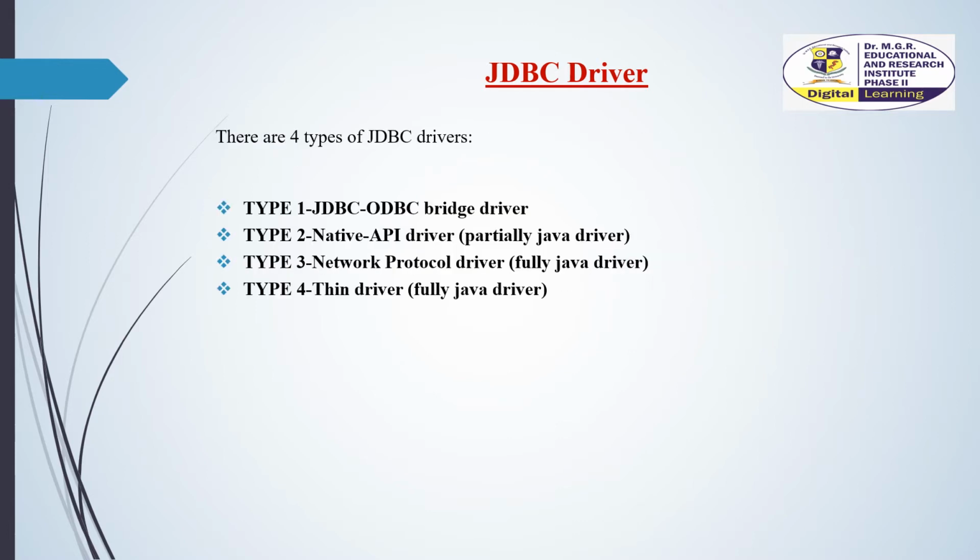So we can see what are the JDBC drivers. There are 4 types of JDBC drivers. They are as follows. The first one, type 1 JDBC ODBC bridge driver. The second one is type 2 native API driver. It is a partially Java driver. The third one is type 3 network protocol driver. It is a fully Java driver. And the final one is type 4. It is a thin driver. It is also a fully Java driver.